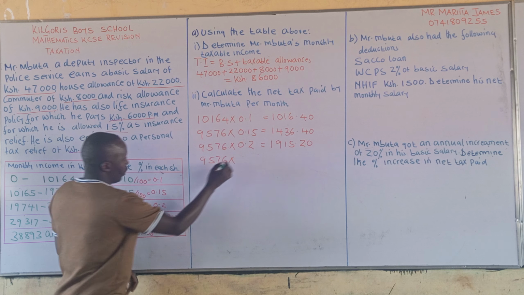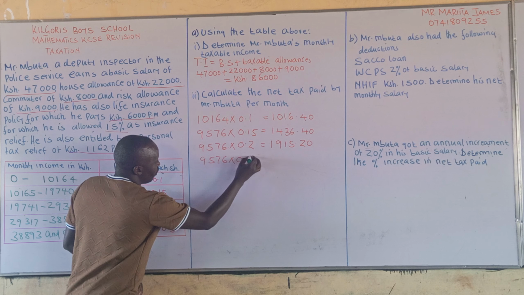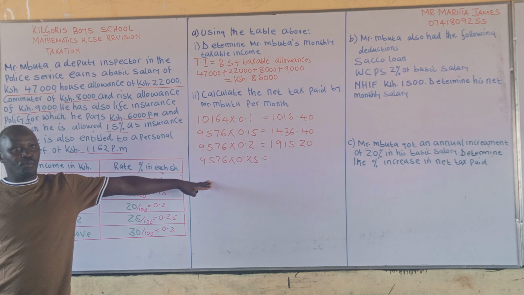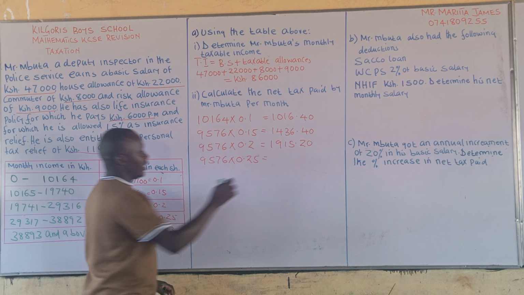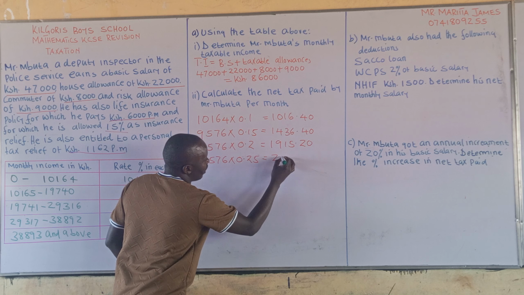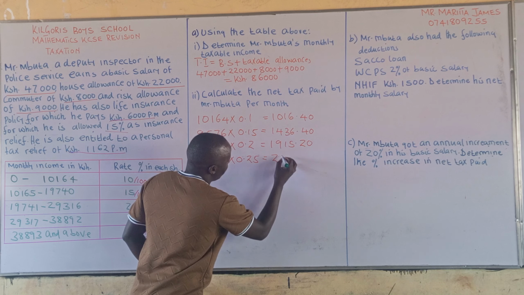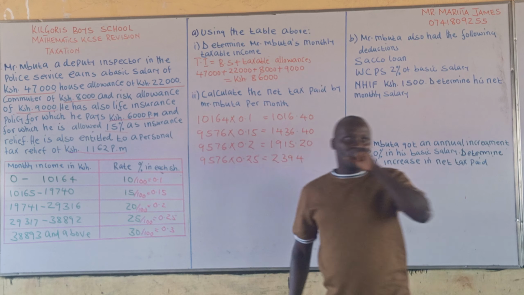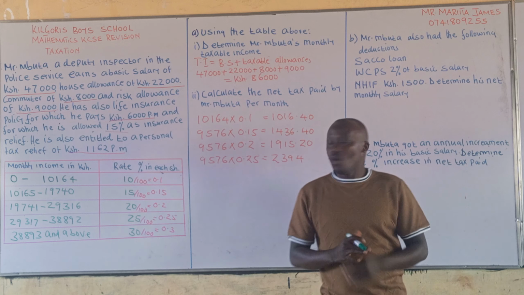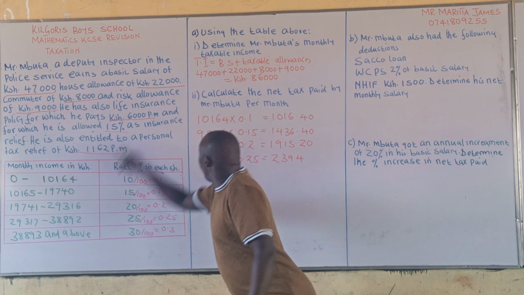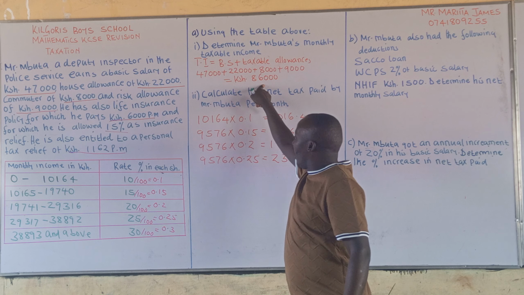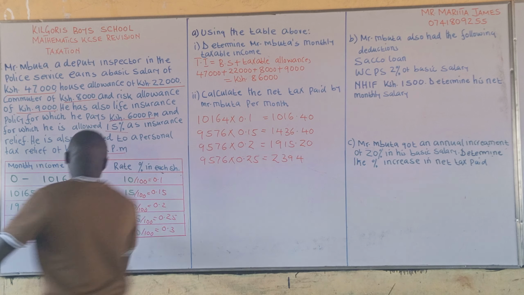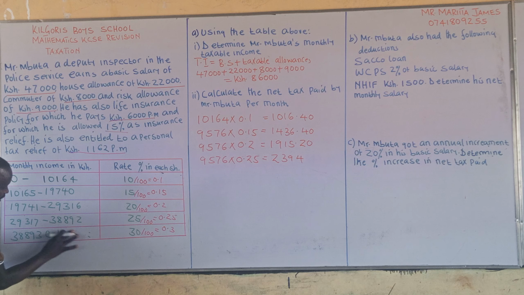The rate is just 0.25. So we have 0.25, and that one will give an amount equivalent to 2,394. Now we have this value here. Our value here is above 38,892.